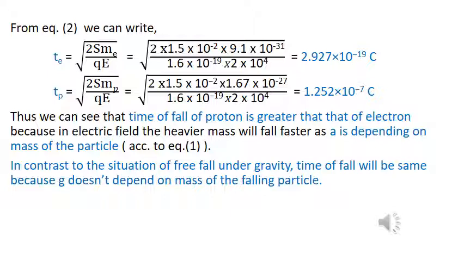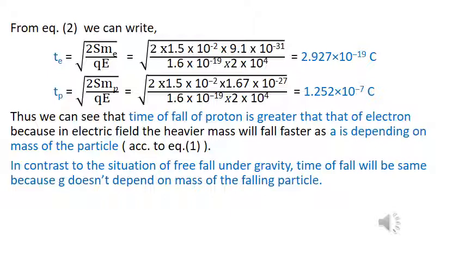Here the time taken for proton is greater than the time taken for electron because heavier mass will fall faster, as the mass of proton is greater than the mass of electron. Therefore, it will have greater acceleration, as I have explained in the last slide.